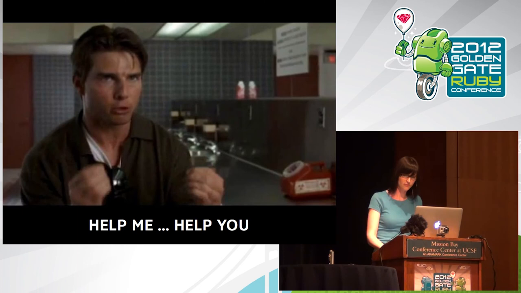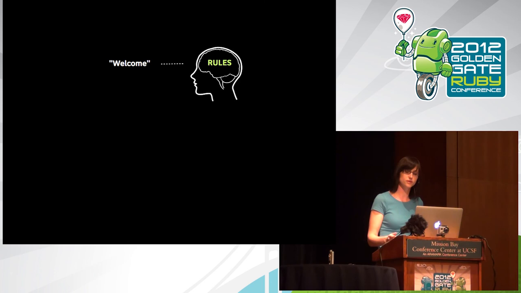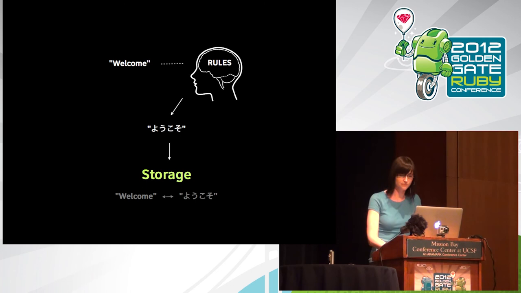Okay, so translation is conceptually simple, right, without tokens. You just take a translatable string, you add a human brain with knowledge of language rules, produce a translation, and store the results. Not too hard. So when you add tokens, things get a lot trickier.